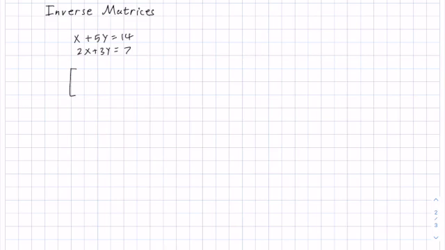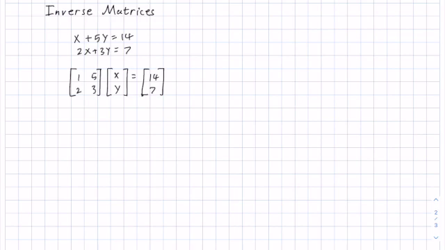So I'll do that. The first row is 1, 5, and the second is 2, 3. And then I make a separate matrix. This one will be a 2 by 1 matrix where I just have x and y, and then I'll have another 2 by 1 matrix equal to this. It'll be 14 and 7.